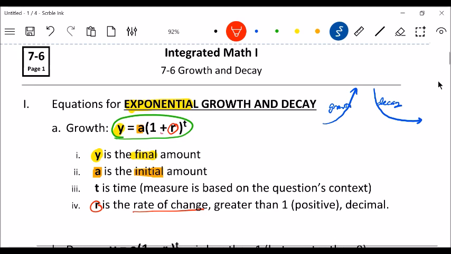This is the growing one. And it can be a decimal as well. And then we'll look at that T is time. Sometimes it might be minutes, seconds, hours, days, years, depending upon whatever the problem is. Now, that Y is set up like a function. So you could actually say f(t) equals a(1 + r)^t.